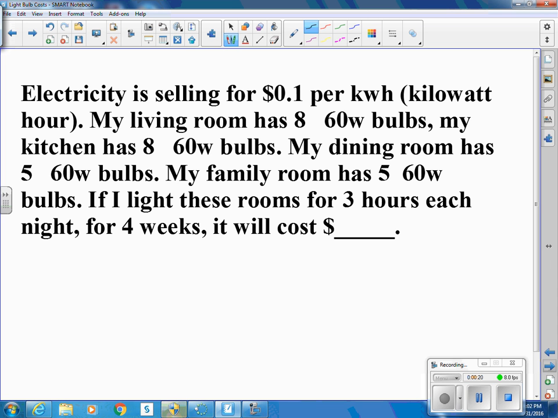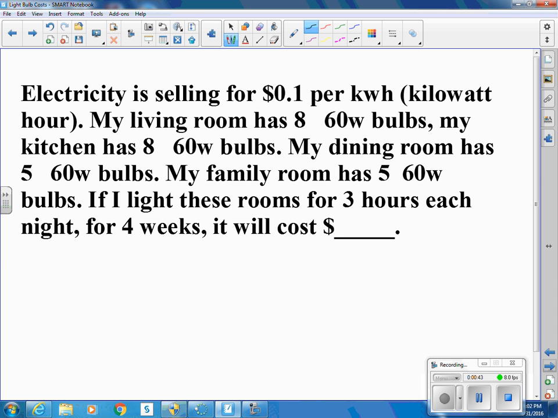So electricity is selling for 10 cents per kilowatt hour, kWh. My living room has 8 60-watt bulbs. My kitchen has 8 60-watt bulbs. My dining room has 5 60-watt bulbs. My family room has 5 60-watt bulbs. If I light these rooms for 3 hours each night for 4 weeks, it will cost how much?